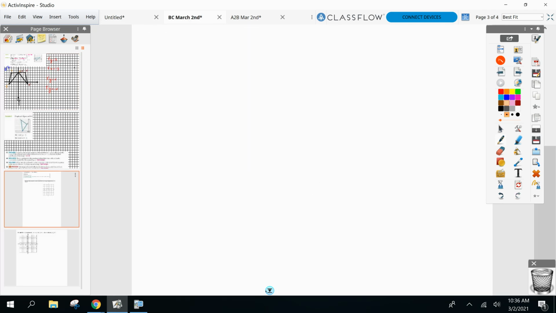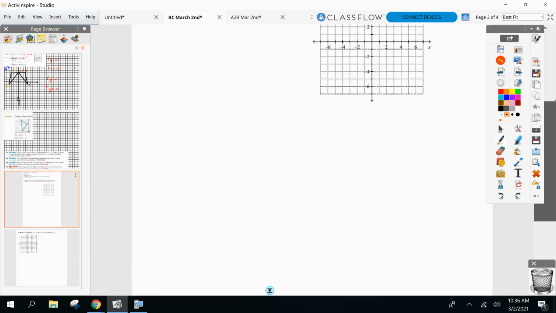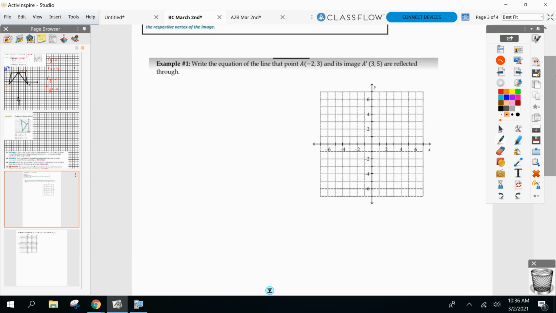I'll give you point A and A prime. Which line do I reflect over? Very similar to the question I ended class yesterday in, but it's not horizontal or vertical though today. All right, let's graph this bad boy. A is (-2, 3). A prime is (3, 5).